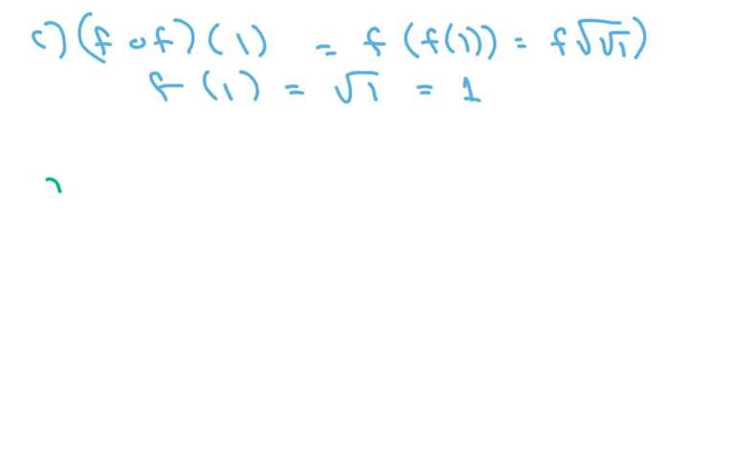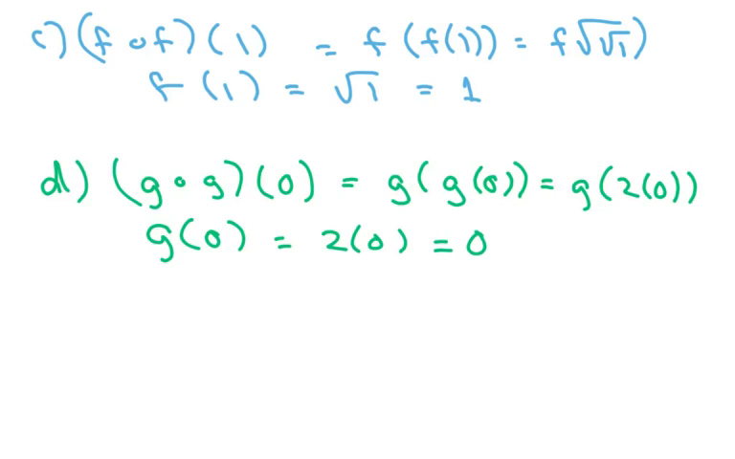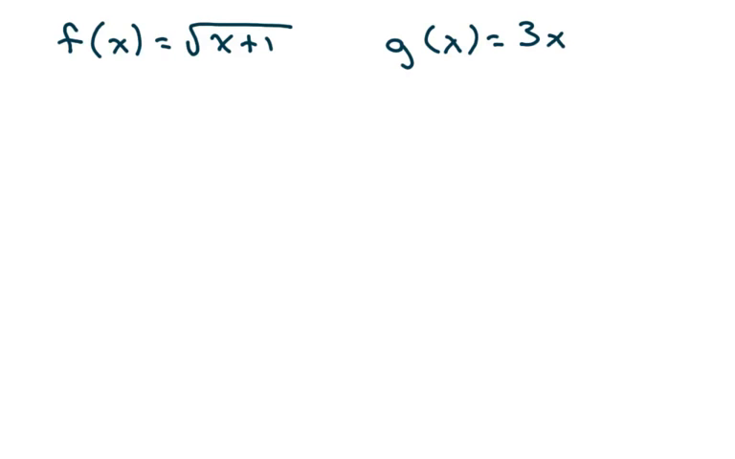And the last one, we have D, which is g of g of 0, which equals g of 2 times 0, which equals g of 0, which equals 2 times 0, which equals 0. Okay, and the last one we're going to do is f of x equals the square root of x plus 1, and g of x equals 3x.